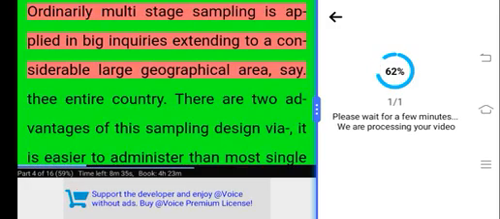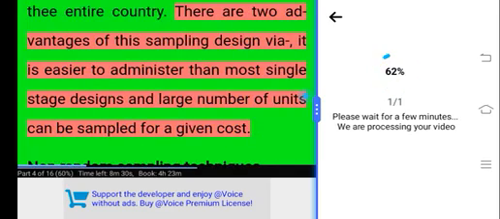Ordinarily, multi-stage sampling is applied in big inquiries extending to a considerably large geographical area, say, the entire country. There are two advantages of this sampling design, viz., it is easier to administer than most single-stage designs, and a large number of units can be sampled for a given cost.